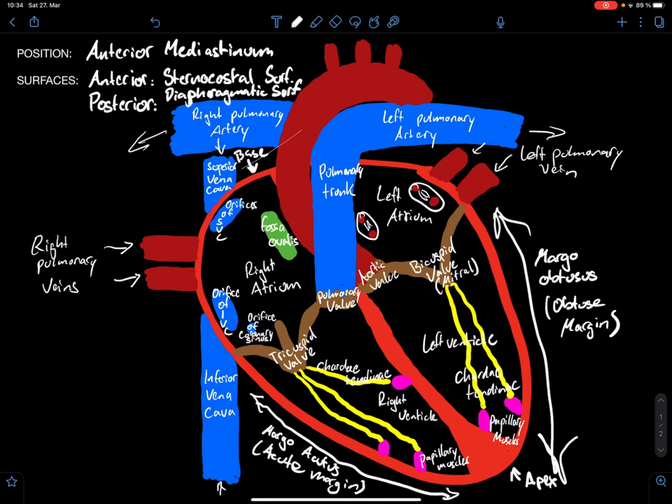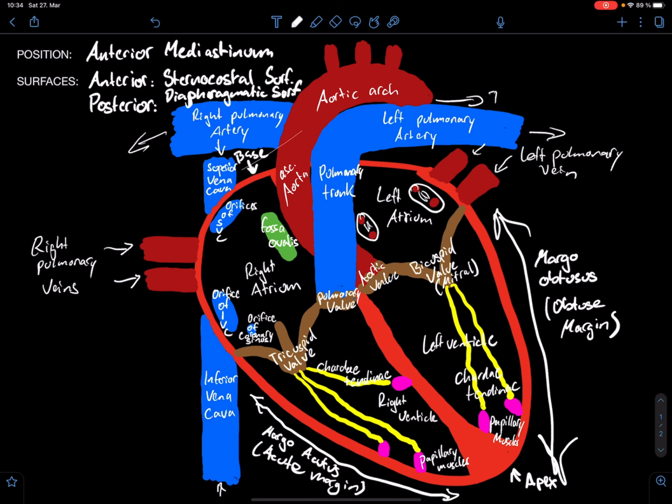Next stage would be the so-called ascending aorta. And then the aortic arch, until it finally continues further down into the thoracic aorta. Then abdominal aorta. And you know how it continues. Or if you don't know, I'll talk about that in another video.